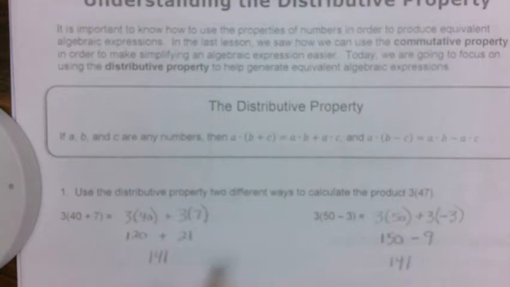So using the distributive property, I have two equivalent answers. And then again, you can check with the algorithm itself. 47 times 3: 7 times 3 is 21, 4 times 3 is 12, add the 2 and that is 14. And there it is again. We get 141 as our answer.